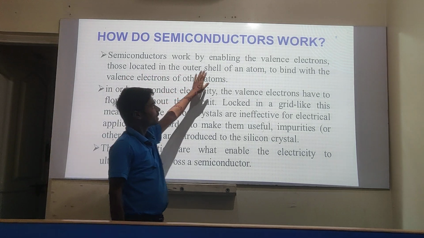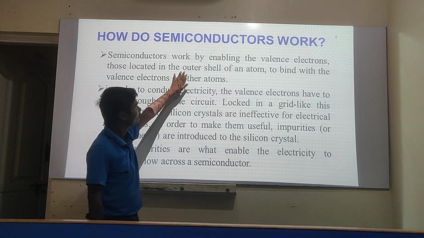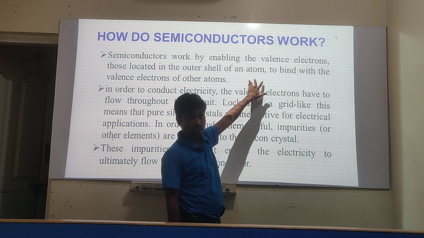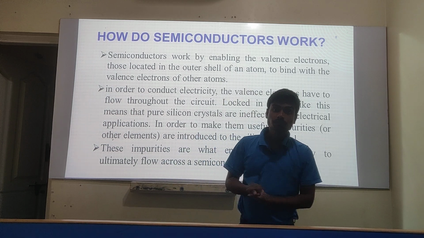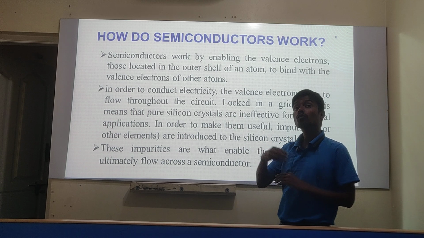Semiconductors work by enabling the valence electrons, those located in the outer shell of an atom. Which means, in the outer layer, electrons will be free and those will move properly.